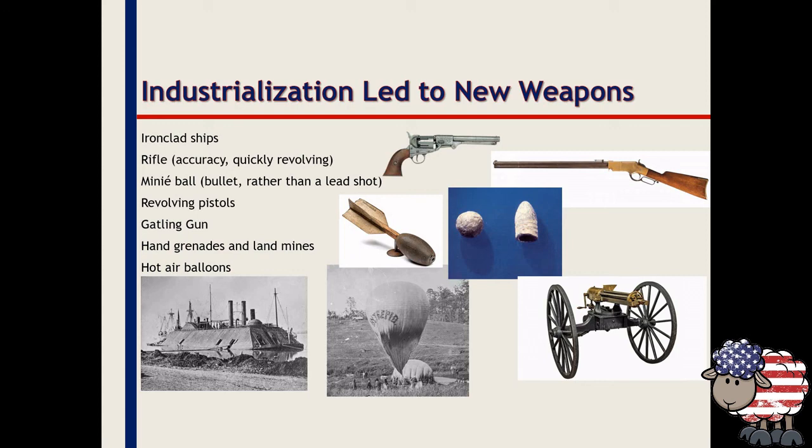You even have some hand grenades and landmines, and hot air balloons used for reconnaissance. The Gatling gun, which is a form of machine gun, is on the far right there. And then the Minié ball, which is a bullet rather than a lead shot, adds to the carnage. So all of this industrialized weaponry is going to add to the casualties and the horror of the American Civil War.